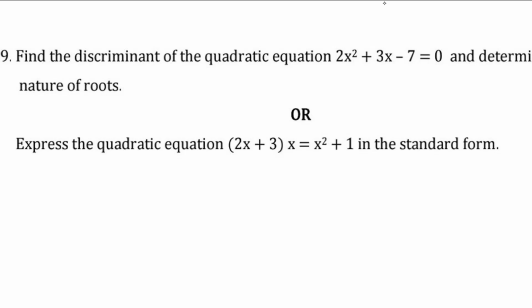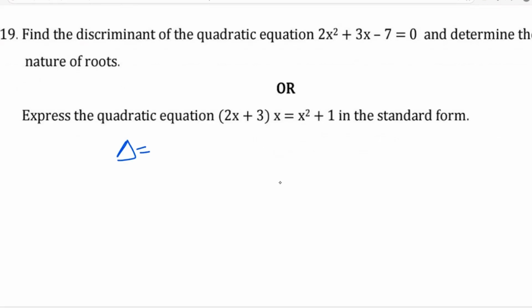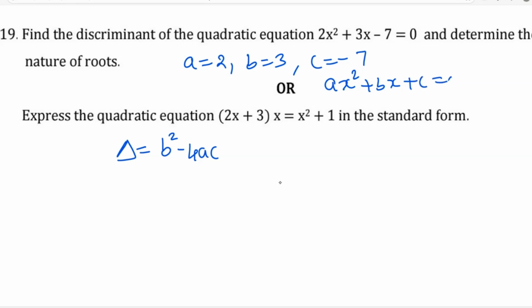Then moving on with the next question, we have question number 19. The question says: find the discriminant of the quadratic equation 2x square plus 3x minus 7 is equal to 0. Determine the nature of the roots. So how are we going to do this? We have delta equals b square minus 4ac. Now what is a, what is b, and what is c? From this equation we get a equals 2, b equals 3, and c equals minus 7. We are using the standard equation ax square plus bx plus c equals 0, comparing and writing the values as a, b, and c.